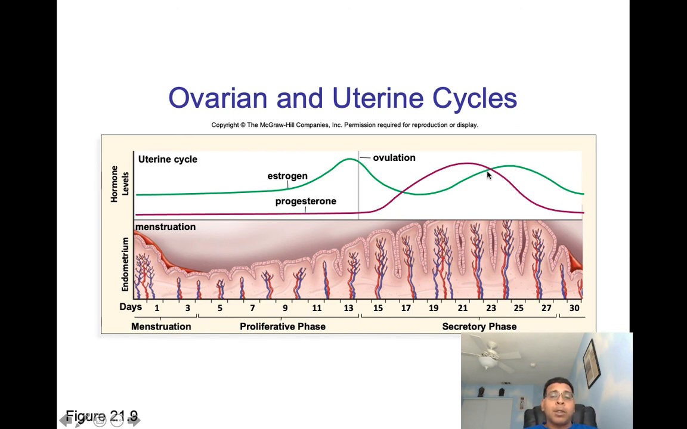Eventually, estrogen levels you can see coming right back up, and then progesterone levels coming down if fertilization didn't take place. So if it doesn't take place, what's going to happen is we're going to lead to then menstruation. And this uterine cycle will continue over and over again.